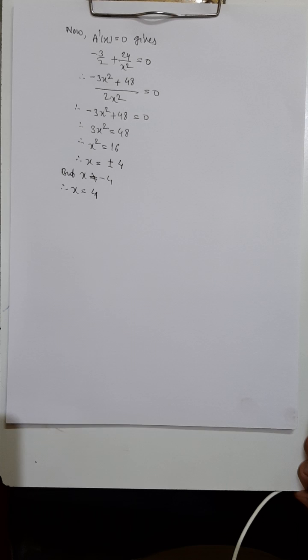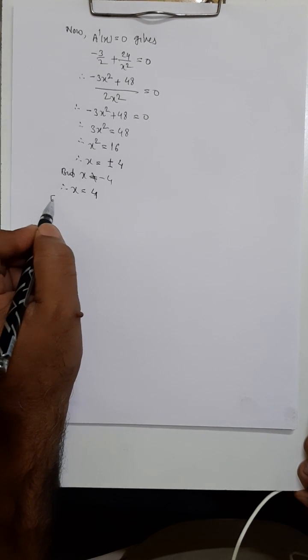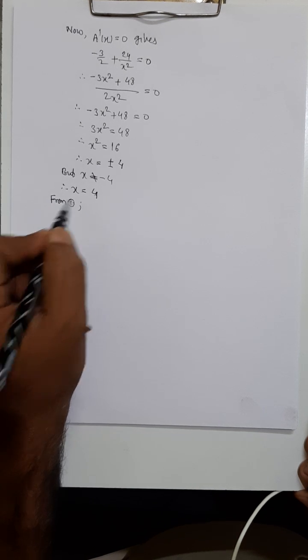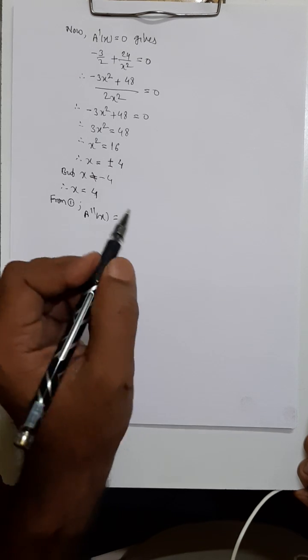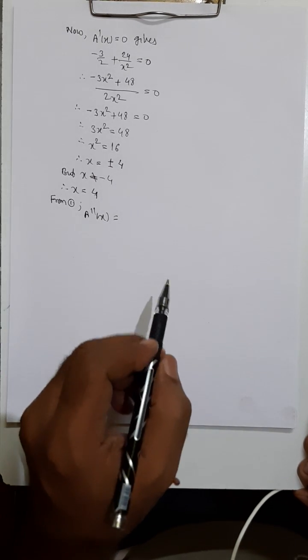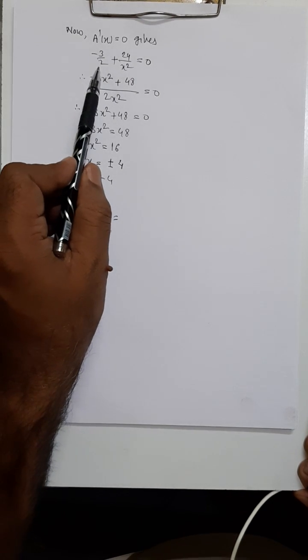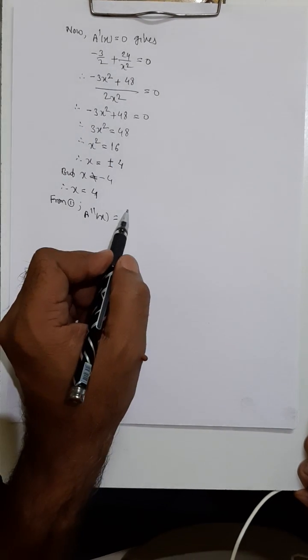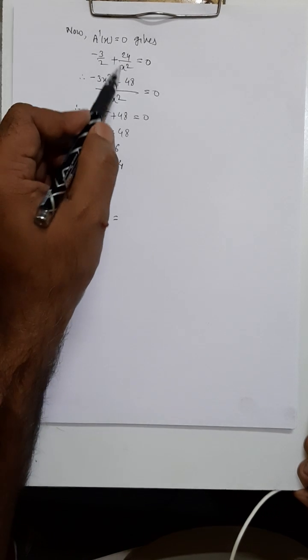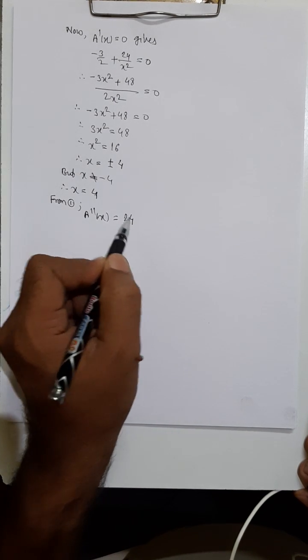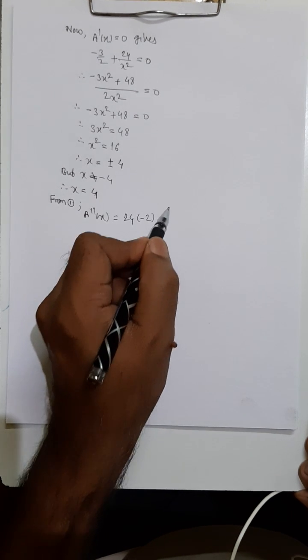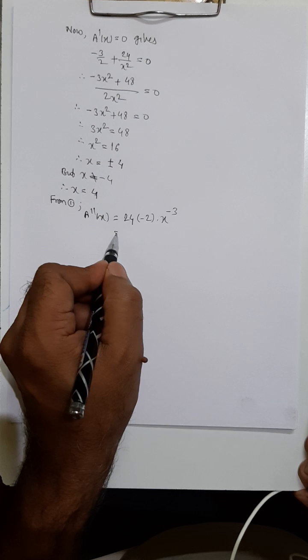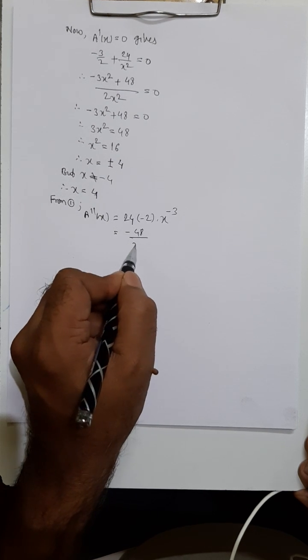Then we find the second derivative from A dash of x. So from the above equation, the second derivative A double dash x is equal to the derivative of A dash x, which is minus 3 by 2 plus 24 over x square. Derivative of minus 3 by 2 is 0, derivative of 24 divided by x square, 24 constant, derivative of 1 upon x square, first we write x to the power minus 2, multiply by minus 2, index subtract 1, minus 2 minus 1 is minus 3 here, and we get minus 48 divided by x cube.